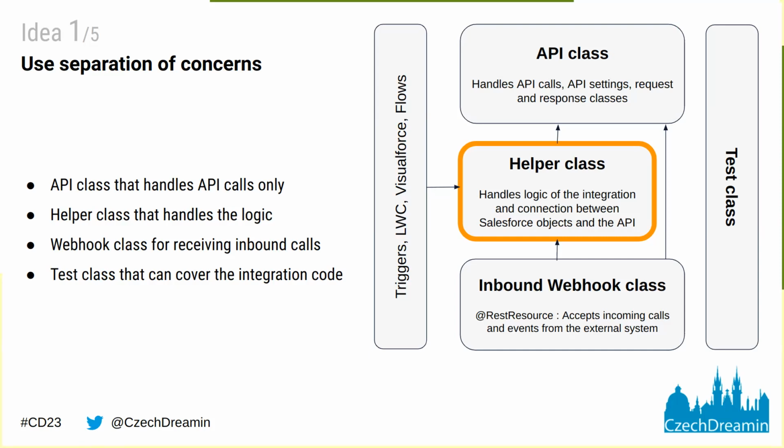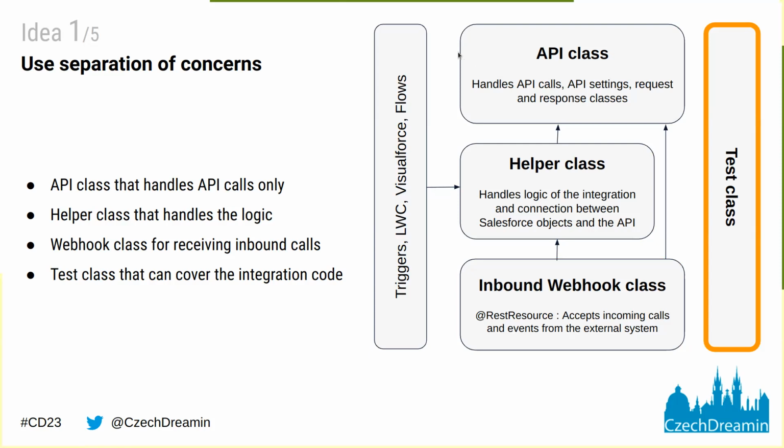If your integration also has an inbound component, so the external REST API is going to make calls back to you like webhooks, you can use an inbound webhook class, which is a pretty simple REST resource annotated class that can accept incoming calls, like GET and POST calls, from the external system, and it's able to send back the response. The inbound webhook class also calls the helper class for logic, for handling what's going to happen when that call is made.